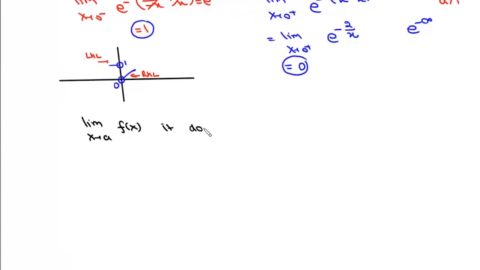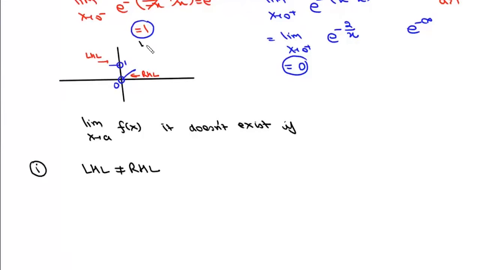It does not exist if, now in this first case, when we have two different one-sided limits, when left hand limit is not equal to right hand limit. So if we have this limit x tends to a f(x) and we get different values for left hand limit and right hand limit, in that case this limit x tends to a f(x) does not exist, as is the case in our previous example.